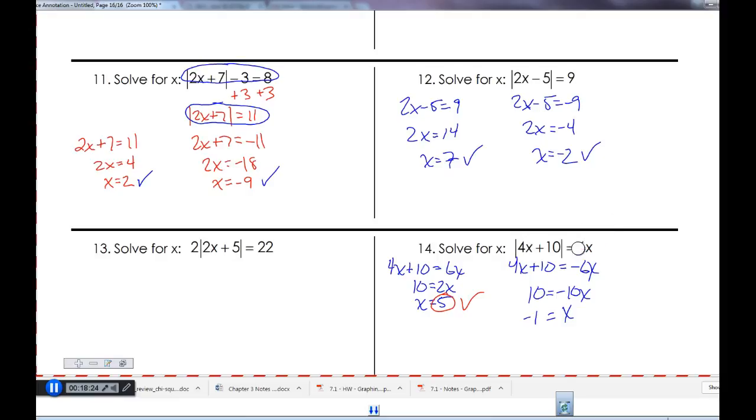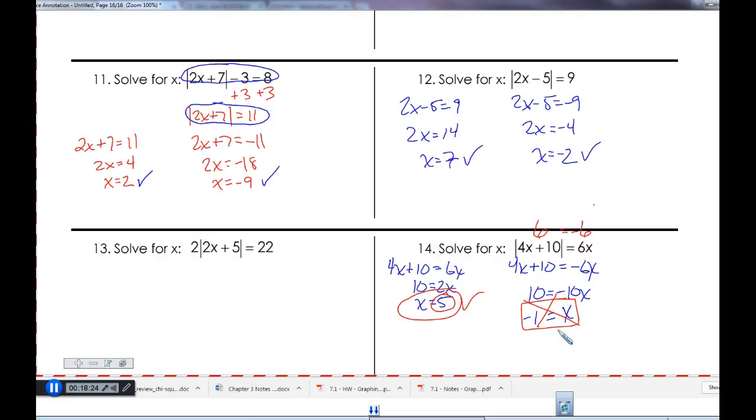Now I'm going to check on negative 1. 4 times negative 1 is negative 4, plus 10 is positive 6. So the absolute value of positive 6 is 6, equals 6 times negative 1. Oh, that's negative 6. That does not work out. So this is an extraneous solution. So only x equals 5 on this one. There's our first extraneous solution. Good. Hopefully everyone got that.